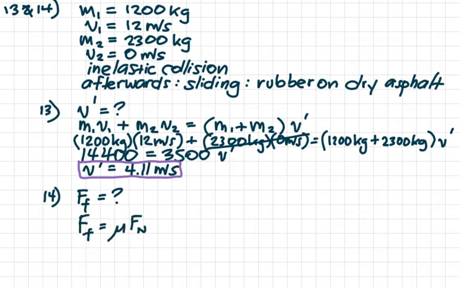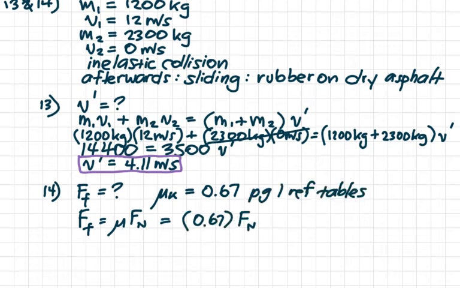Alright, so the mu, we have rubber on dry asphalt, and it was sliding, so there would be kinetic friction. So our coefficient of kinetic friction from page 1 of the reference tables, we have rubber on dry asphalt kinetic, that is 0.67. We have that the friction force is 0.67 times the normal force. Now what's the normal force? They didn't tell us that explicitly.